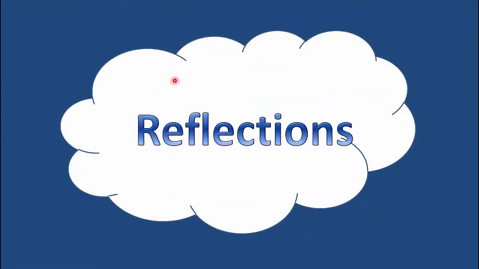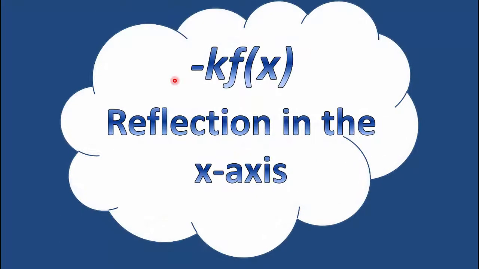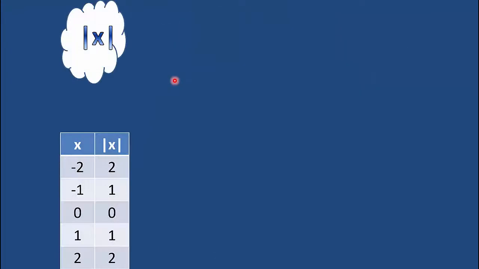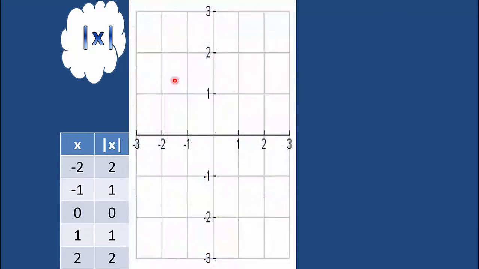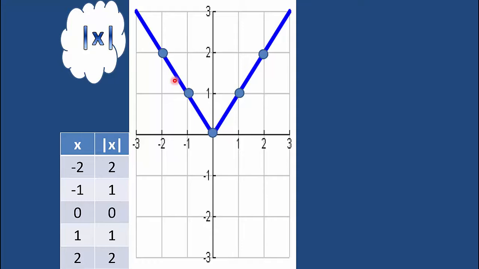Now let's take a look at reflections. Okay? Let's just suppose this is negative f of x. I've got k in there, but that's not going to matter right now. What we're just looking at now are reflections. So, first of all, reflection in the x-axis. Let's consider the function, the absolute value of x. And we know what this graph looks like. We've looked at it several times. It's a good one to explore these transformations.